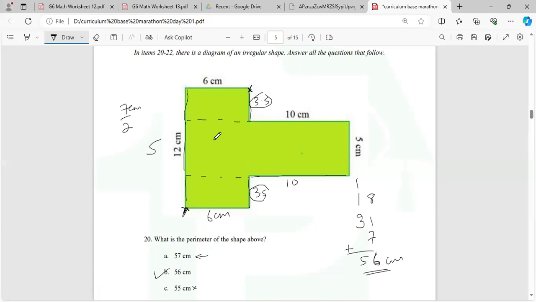So guys, work out the area now for the same shape. We found the perimeter to be 56. Work out the area and WhatsApp me, and then we can discuss. I think we're going to need a little time on this.